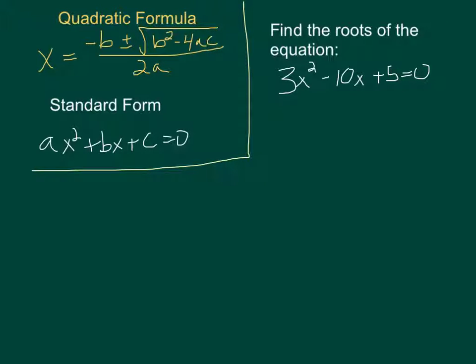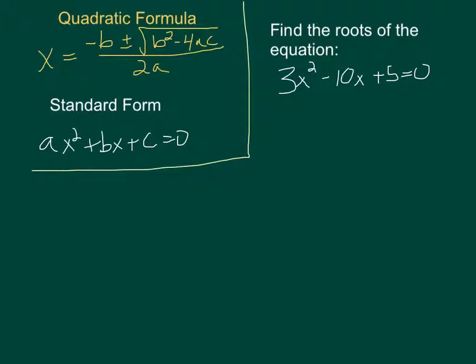In order to find the roots of an equation, if you can't factor, you could use something called the quadratic formula. Now the quadratic formula is this equation right here: x equals opposite b plus or minus the square root of b squared minus 4ac all over 2a.